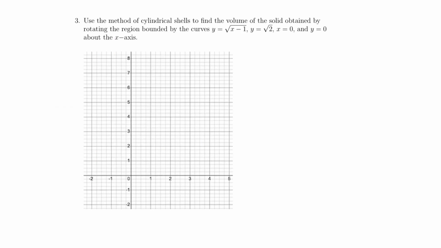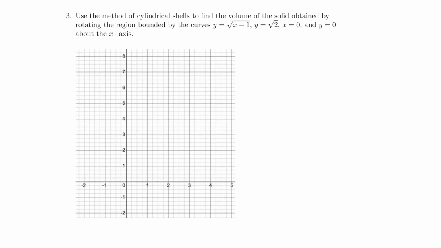Who's got questions? Okay, guys, we're going to do one more of these practices, and then we're going to take it around a different line, and then we're going to put it all together with discs, washers, and shells, okay? So we're going to do one more practice of a cylindrical shell here. Use the method of cylindrical shells to find the volume of the solid obtained by rotating the region bounded by the curves y equals the square root of x minus 1, y equals the square root of 2, x equals 0, and y equals 0, this time about the x-axis, okay?